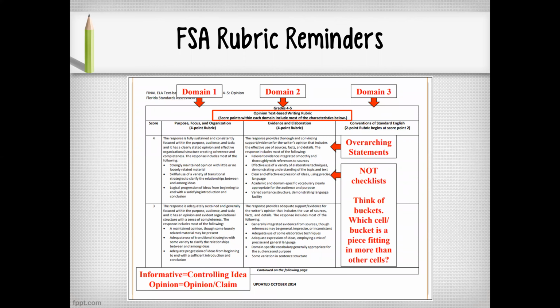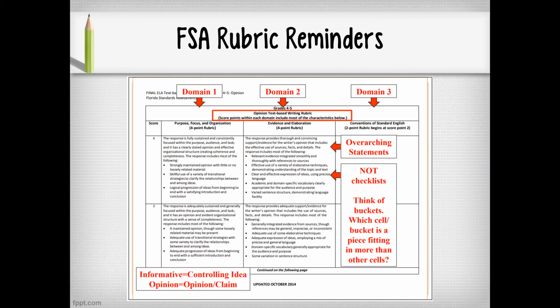So some FSA rubric reminders. There are 3 scoring domains on our rubric. So we have domain 1, which is purpose, focus, and organization. We refer to that as PFO. Then we have evidence and elaboration, that's EE. And then we have our conventions of standard English. So 3 scoring domains that we are giving a score point for students as we score.